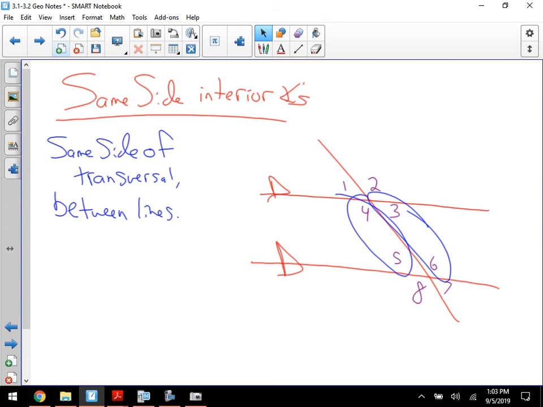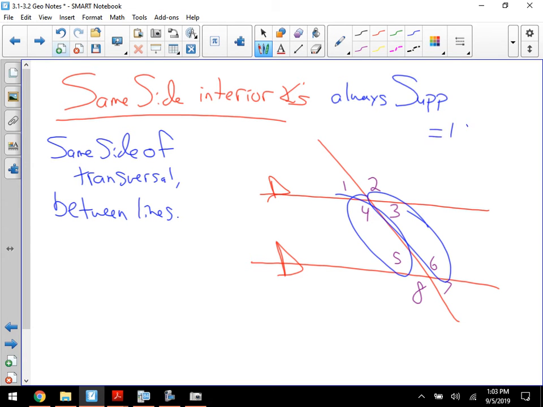Now, if you look at our numerical example, what can you tell me about same side inside here? They equal 180. What about on this side? Same thing, right? So if the two things add up to equal 180, what are they? Supplementary. Very good. So same side interior angles are always supplementary, which means they add up to equal 180.